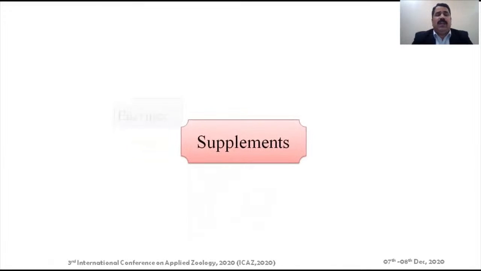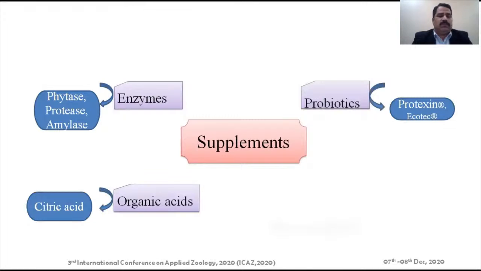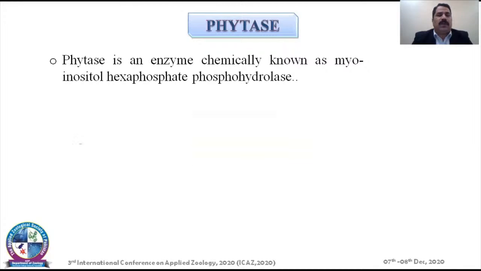And when we look at the supplements, we have a large range of enzymes like phytase, protease, amylase, etc., and organic acids. Among organic acids, citric acid is very famous. There are also probiotics, prebiotics, and nanoparticles like selenium and chromium, etc.